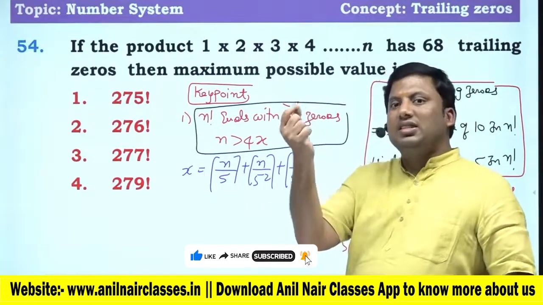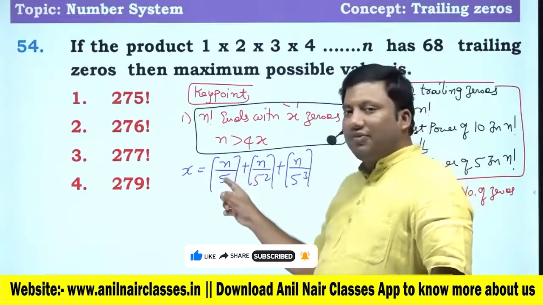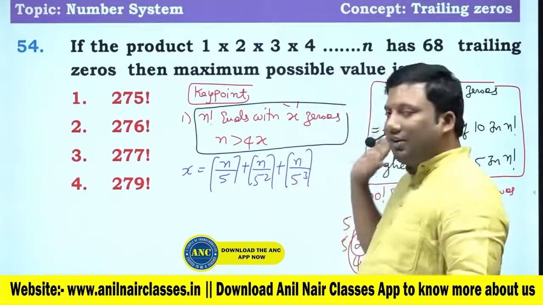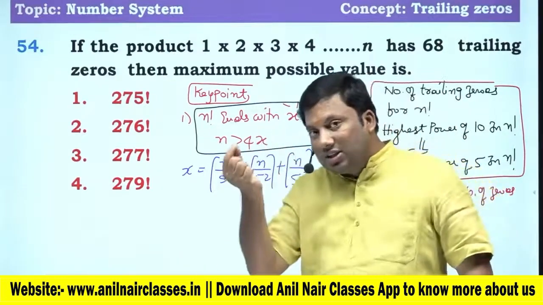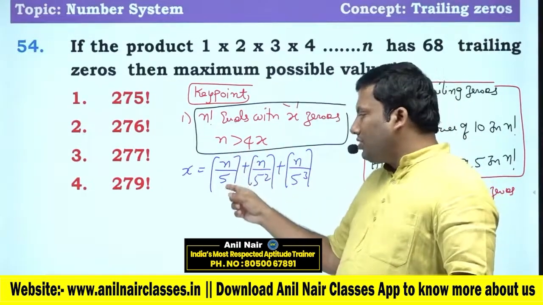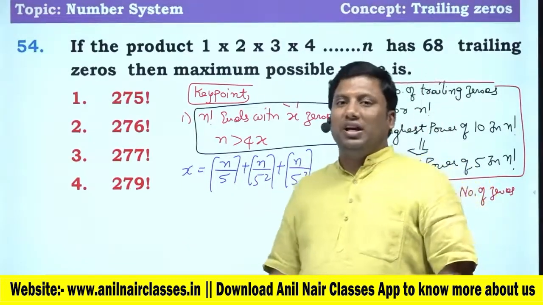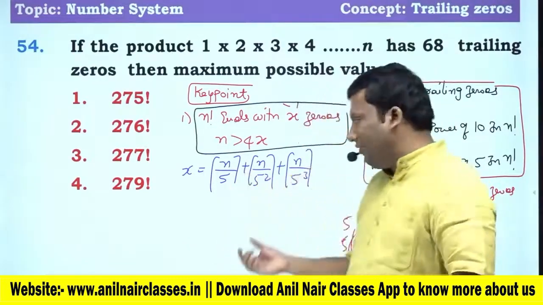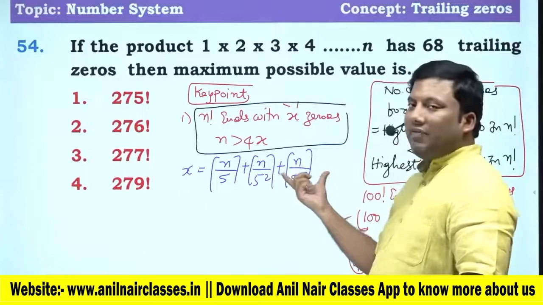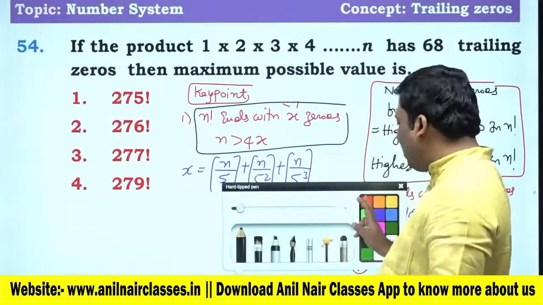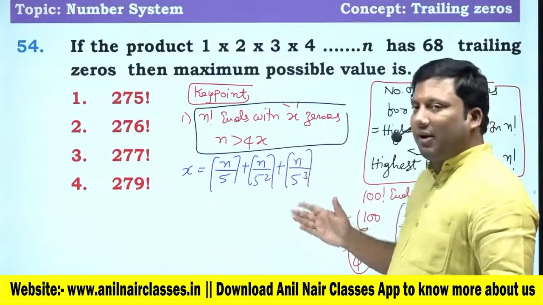Suppose if n is 75, 75 by 5, 75 by 25, you cannot divide further. If n is 1000, 1000 by 5, 1000 by 25, 1000 by 125, 1000 by 625, this keeps on dividing and will stop at a point depending on the value of n. n by 5, n by 5 square.